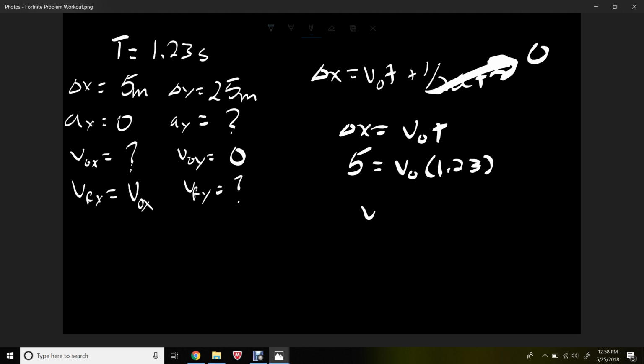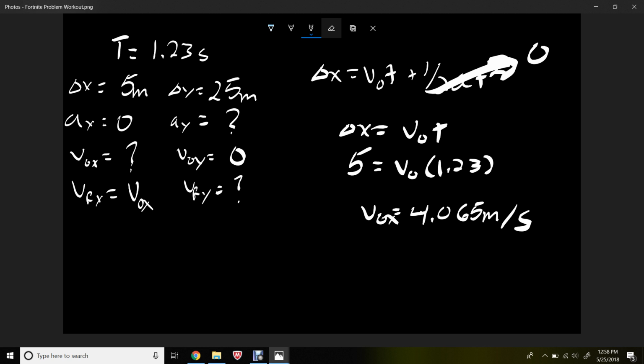So if we simply solve for the initial velocity in the x direction, basically the walking speed of a character in Fortnite is 4.065 meters per second. Very simple problem. You just had to remember your formula here and then work it out.